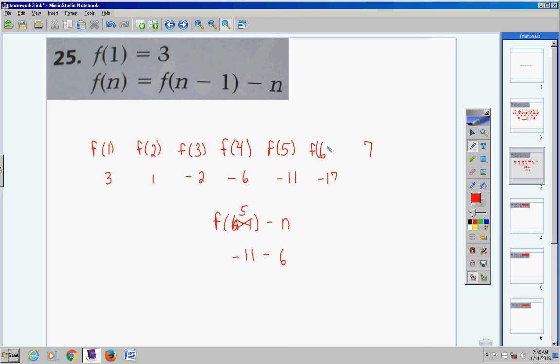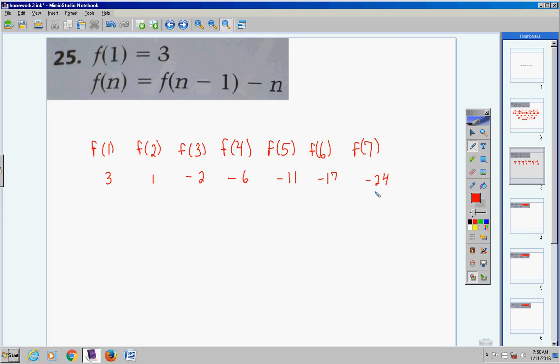All right. And then lastly, we're going to substitute 7 in for n. And 7 minus 1 is 6. So we have f of 6, which is negative 17. And then bring down your negative sign. We're putting 7 in for n. So negative 24. So f of 7 is negative 24.